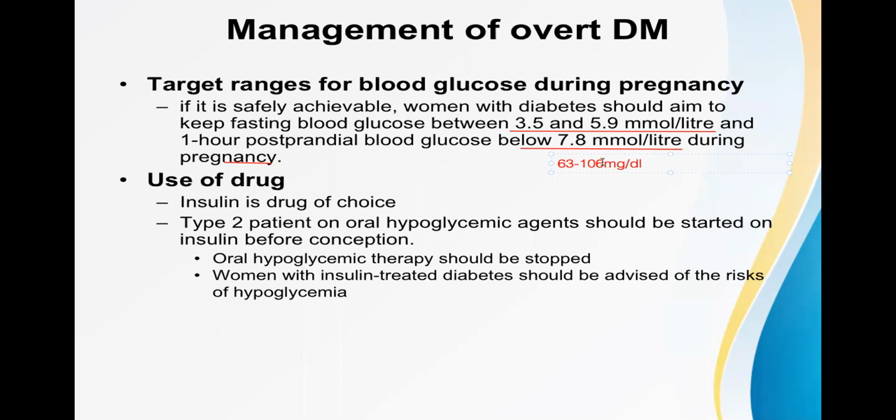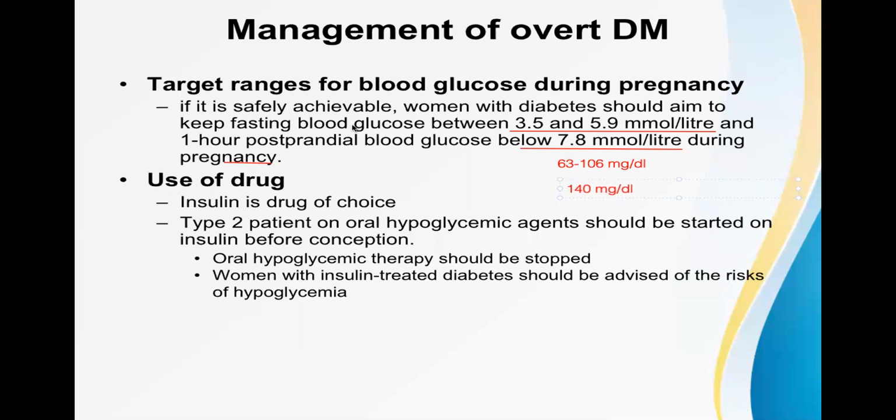And can you do the other one? Just multiply 7.8 by 18. How much would it be? 140.4. 140. Yes, right? Okay. Let's say 140. Now see this. Now this will give you a clear picture.